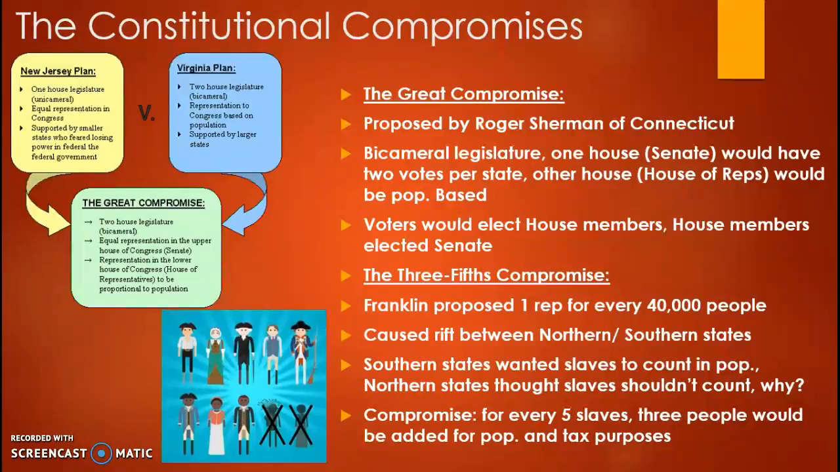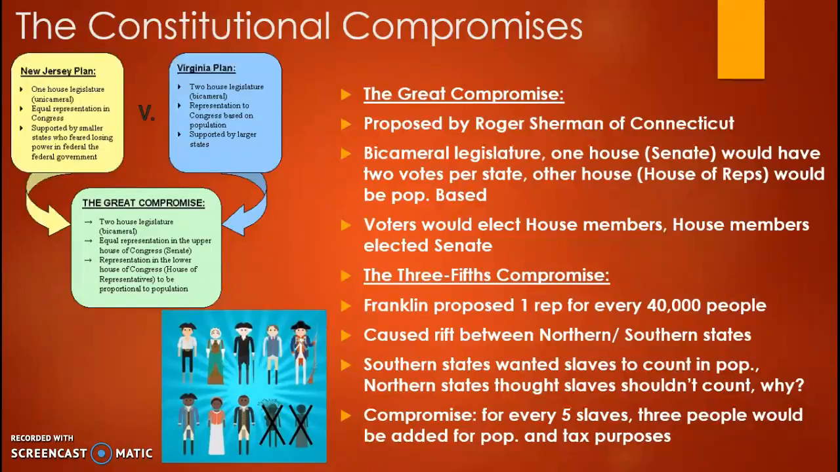This caused a huge fight between the northern and southern states, because in the north they didn't really have a lot of slavery, whereas in the south it was their complete way of life. So southern states wanted to count slaves in the population, and northern states thought they shouldn't. So take a second and pause and just think about why each of those people would want that to happen. Considering southern states actually owned slaves but wanted them to count in the population.